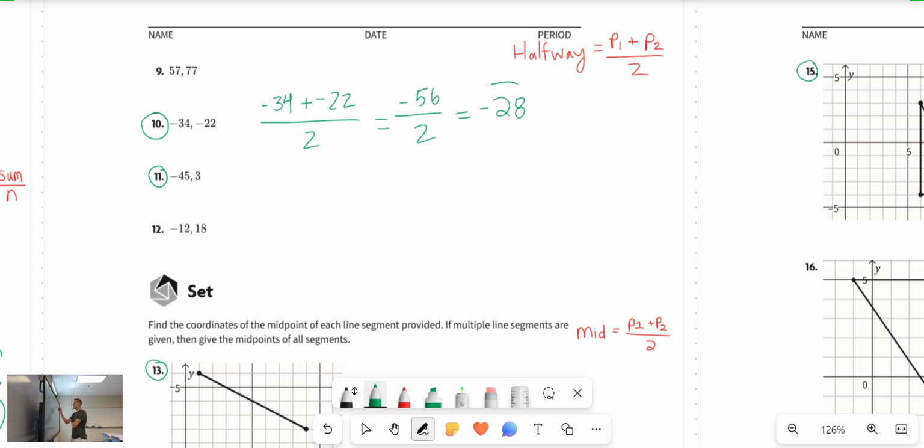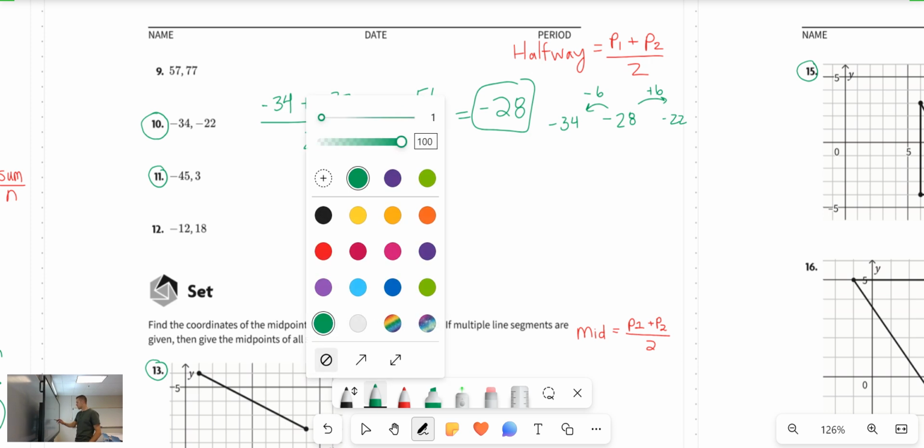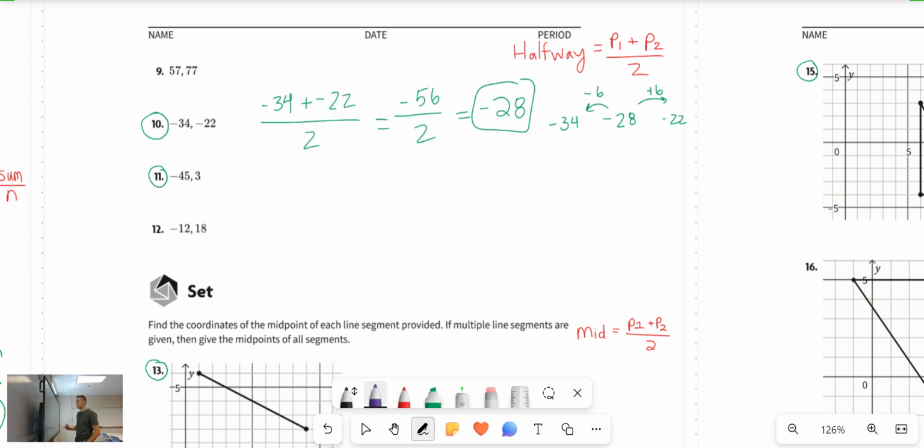All right, and to check, so that's what we think it is. And how far is it from negative 28 to negative 34? So if our little check is negative 28, to get to negative 34, how far would we have to go? I think that's minus 6. And to get to negative 22, we'd have to go plus 6. So it's the same distance to either one, so that is halfway. That works.